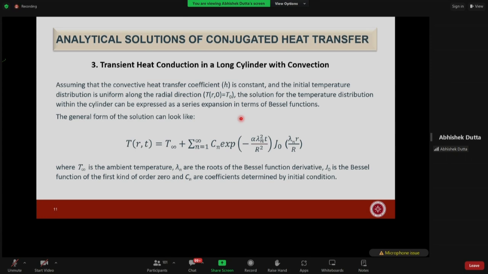You might already be aware of Bessel functions. This is a very challenging problem, by the way. This work has not been published yet. It was a very challenging problem.